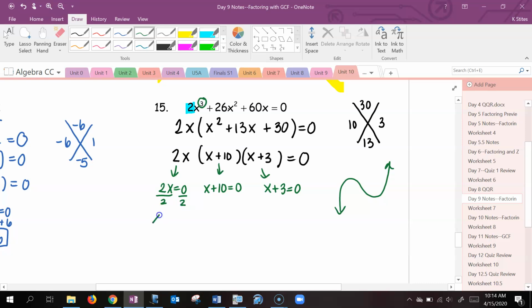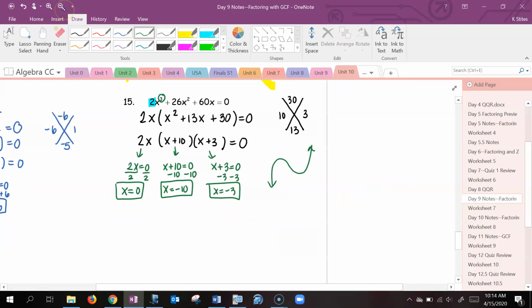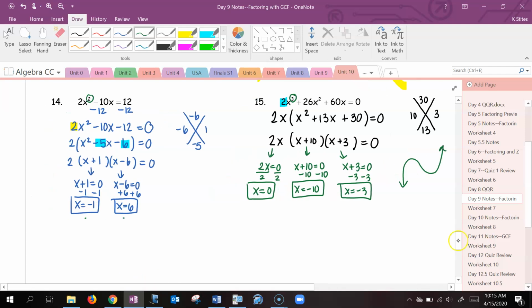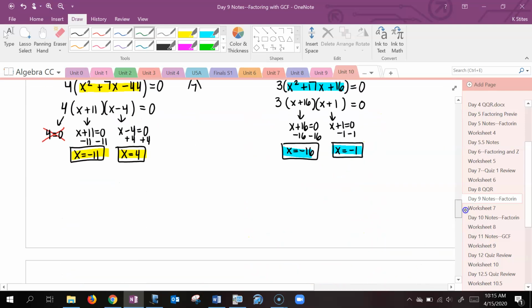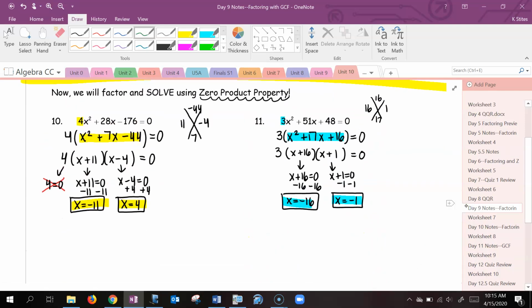We'll just divide by 2 on both sides. You'll get an x equals 0. Subtract 10 on both sides. I think we did a little like this last week with the solving. This is not the most important type of problem. I just wanted to introduce it to you. Okay, so there you go. You have 3 answers. What we're going to focus on mostly for your quiz are problems like number 10 and 11, where they're already set up for you. You just need to pull out your GCF and solve.